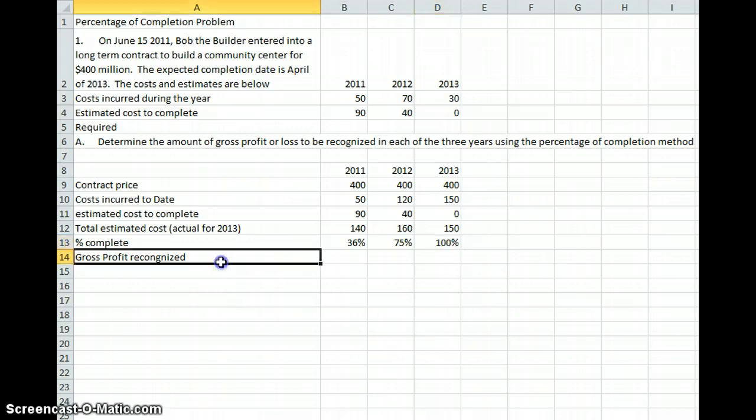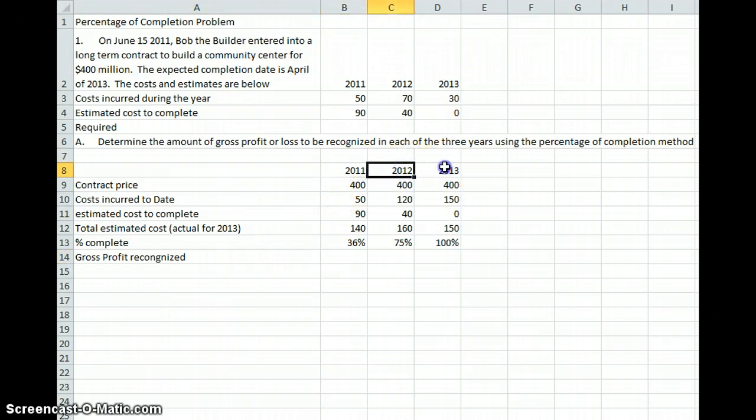So now we have to say what gross profit should be recognized in each of these years, 2011, 2012, and 2013. Well, we can recognize 36% of the contract price, because this is gross profit, not revenue. We just multiply it times the contract price. And we'll make this into dollars and cents. Get rid of that there, 142 million. 0.86 because it's in millions.